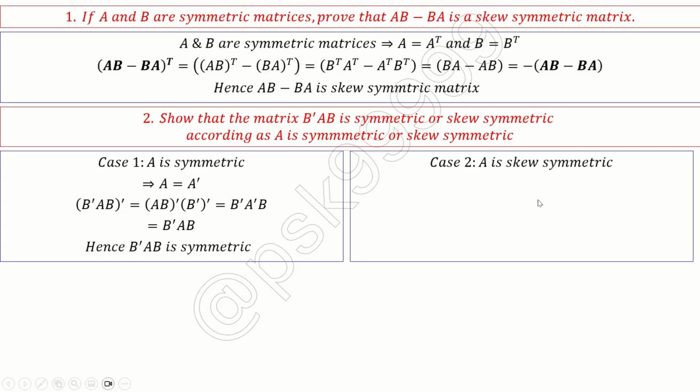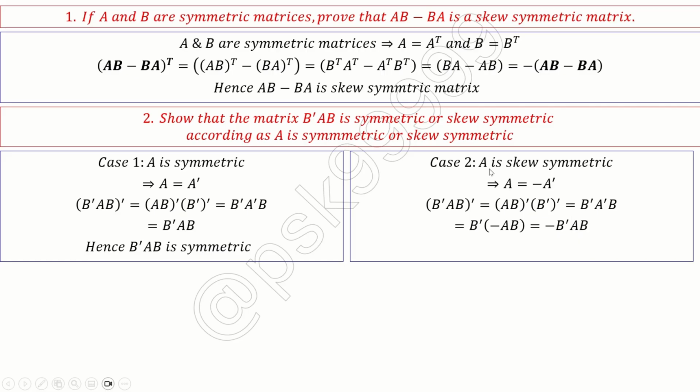A is skew symmetric, which means A equals minus A dash. Correct? Now again start the same thing. (B dash AB) whole dash, which is nothing but (AB) whole dash into (B dash) whole dash, which is nothing but B dash A dash into B. Okay, A dash is nothing but minus A, so I'll put minus A. So I am ended with minus B dash AB, which is nothing but exactly the skew symmetric definition of B dash AB, correct?